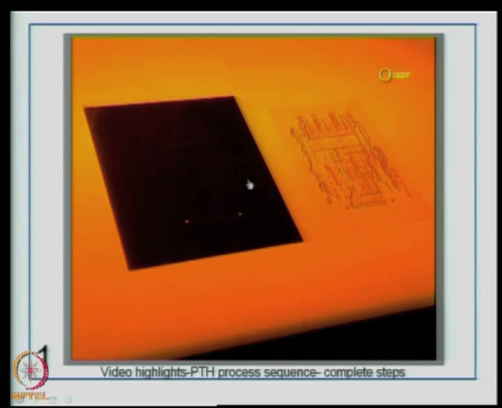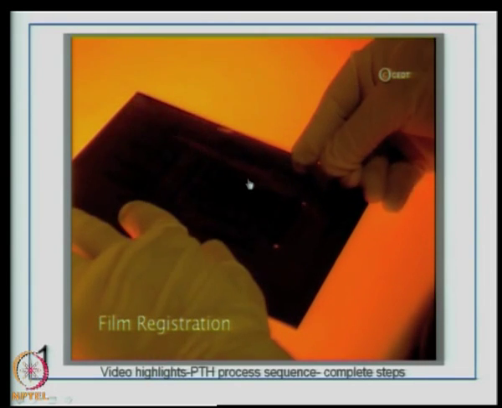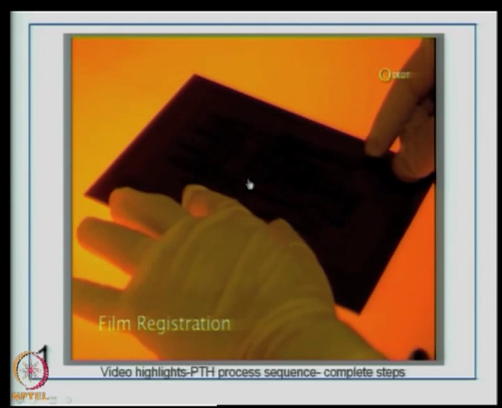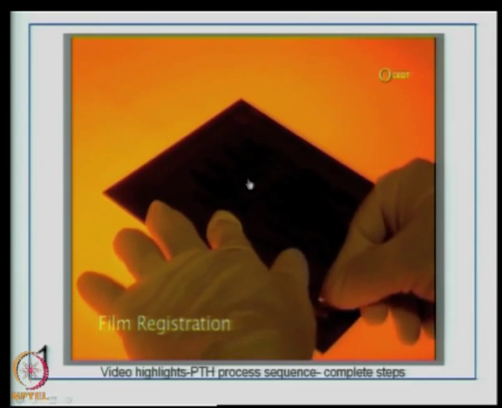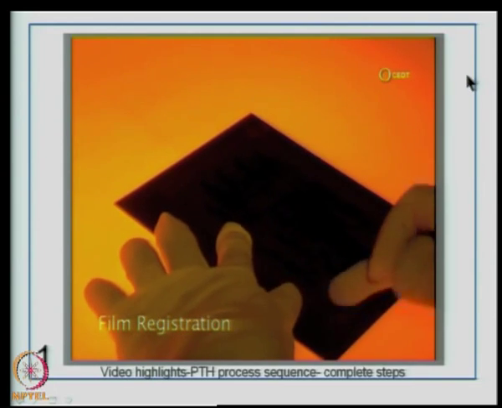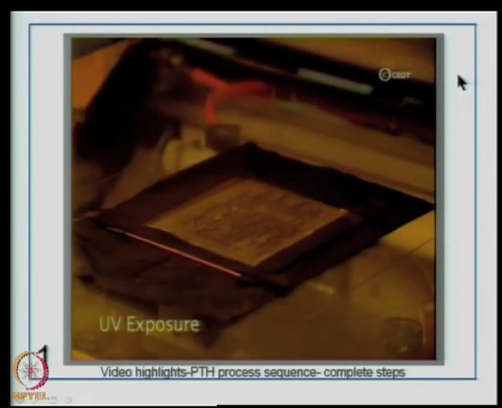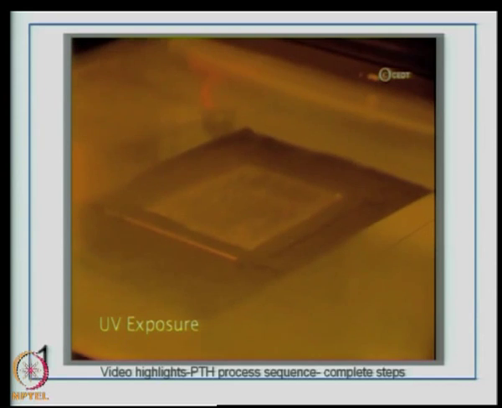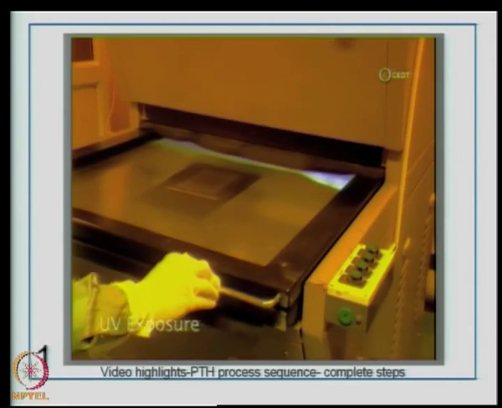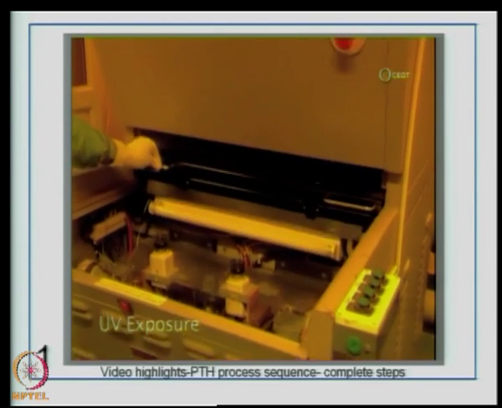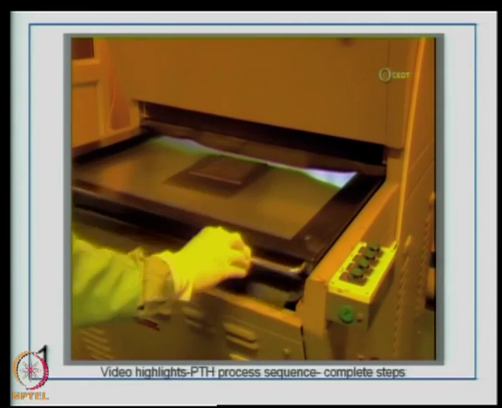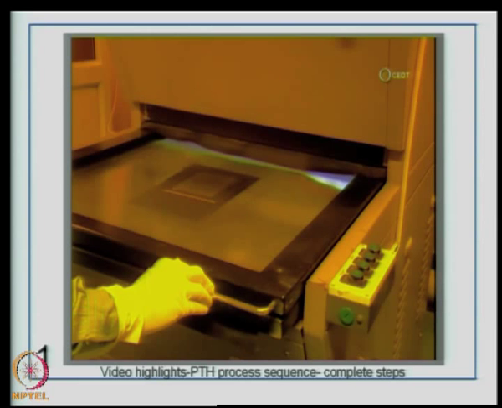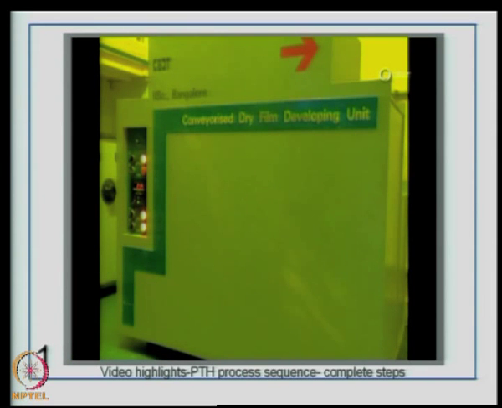This is the photo mask that is being used for this imaging process. Alignment is done here manually, as you can see, with the hole walls that have been drilled, and then it is sent for UV exposure. So, the exposure machine, as you see, can have a vacuum. It is drawn inside, the light is on, the board is exposed, the dry film is exposed, the latent image is now built on the board.